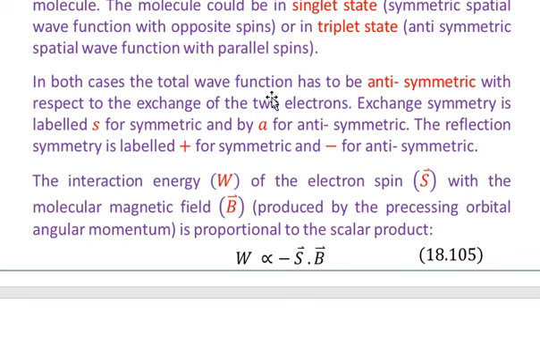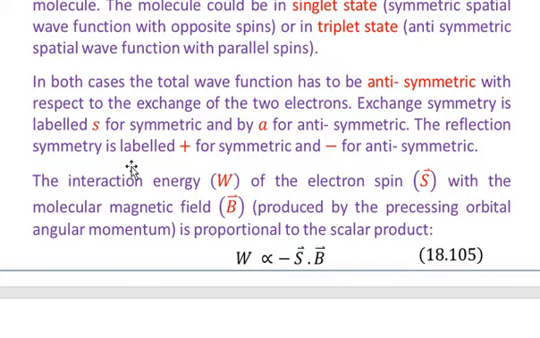In both cases, the total wave function has to be antisymmetric with respect to the exchange of two electrons. So as far as the exchange of two electrons is concerned, we require the wave function to be antisymmetric. Exchange symmetry is labeled S for symmetric and A for antisymmetric. You know that we have been writing S and A to represent the wave function when it is symmetric and when it is antisymmetric.